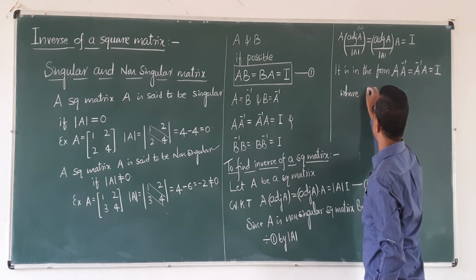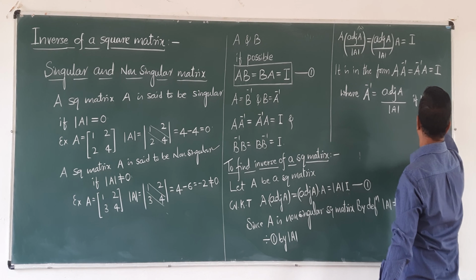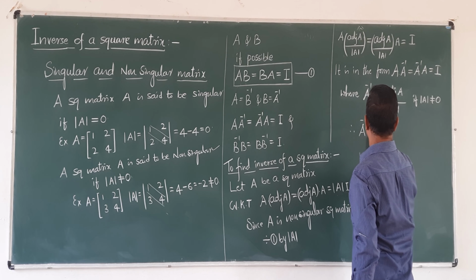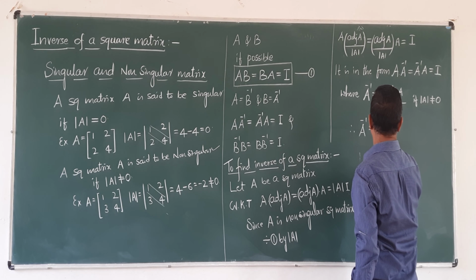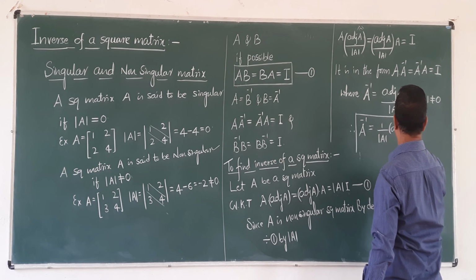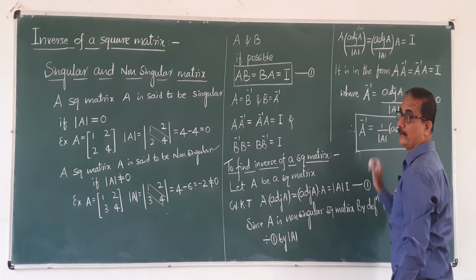A inverse is equal to adjoint of A divided by determinant of A, with the condition that determinant of A is not equal to 0. Remember that formula, or we can write A inverse is equal to 1 divided by determinant of A into adjoint of A. This is the formula for A inverse.